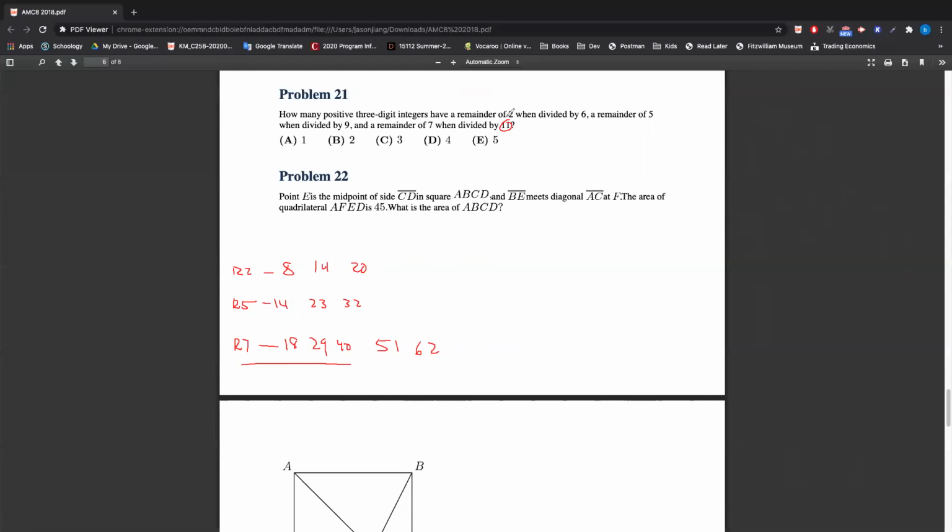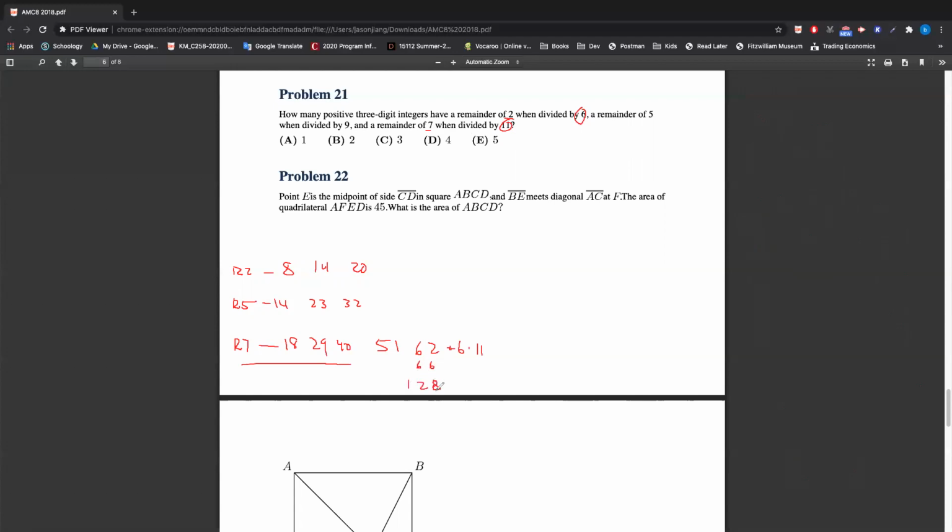Maybe it works because it has a remainder of 2 when divided by 6, right? And if we divide by 9, 54, okay, it doesn't work, right? So we have to keep going. But now we've found a number that has a remainder of 2 when divided by 6 and 7 when divided by 11. So if we add 6 times 11, the number is still going to have a remainder of 7 when divided by 11, and still a remainder of 2 when divided by 6. So it's actually going to be faster to just add 66 each time until we get the remainder of 5 that we want. So if we add 66, we get 128.